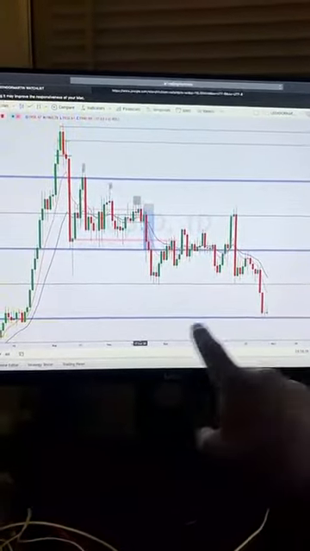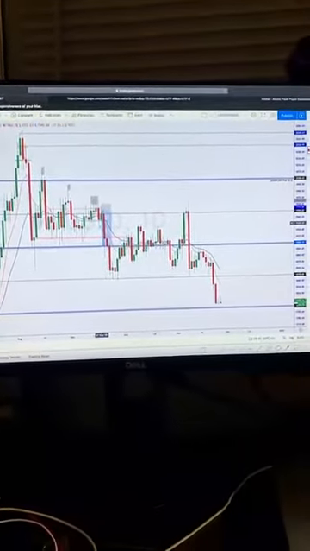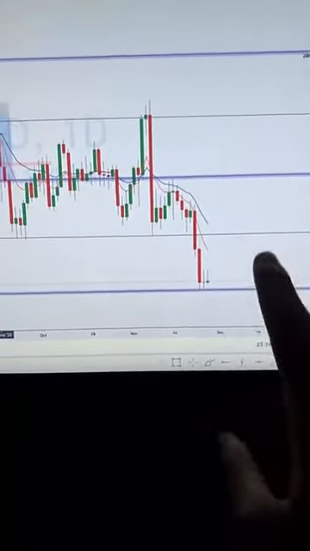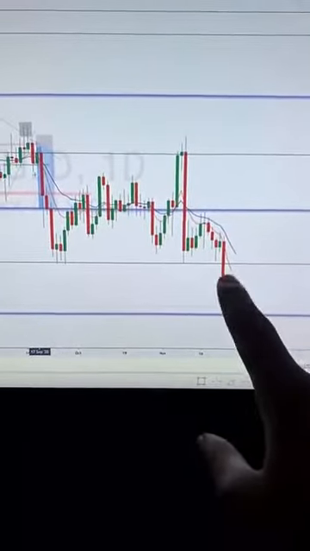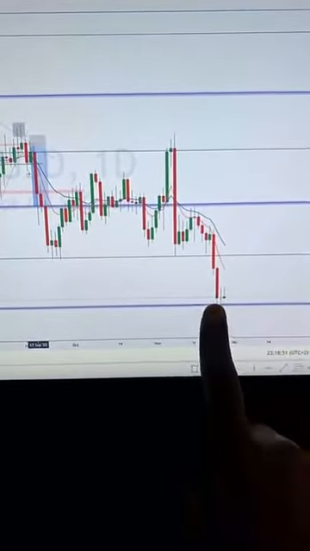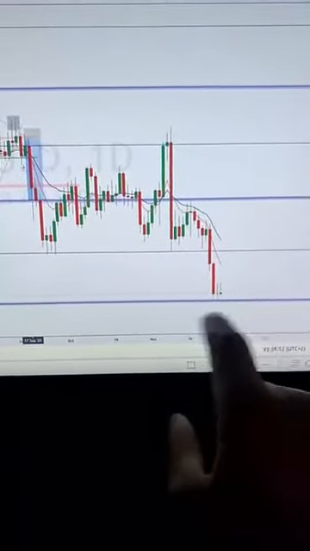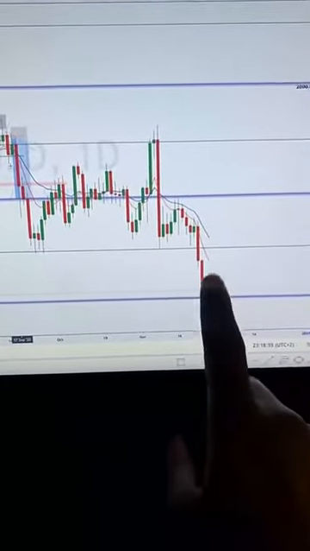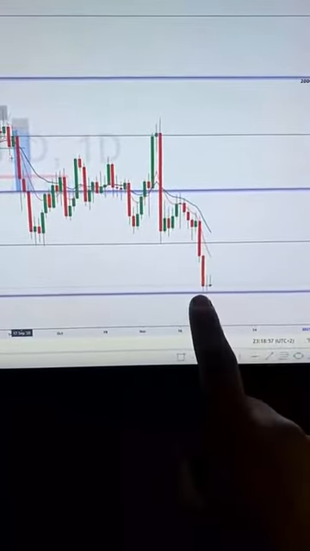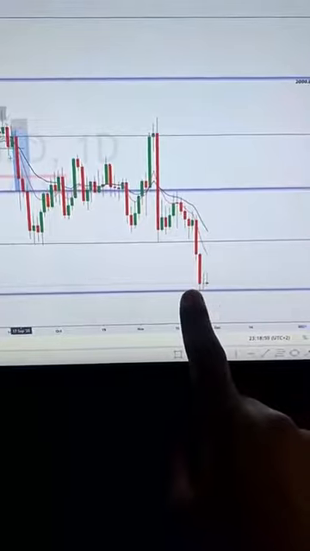Right now we can see that we just dipped into a really critical level on gold. This is one of the strong levels on gold. This is 1800. So 1800 is one of the strongest zones you have on gold. This level has been holding for years. For as long as I've been trading gold, this level has been one of the strongest levels you really want to pay attention to.